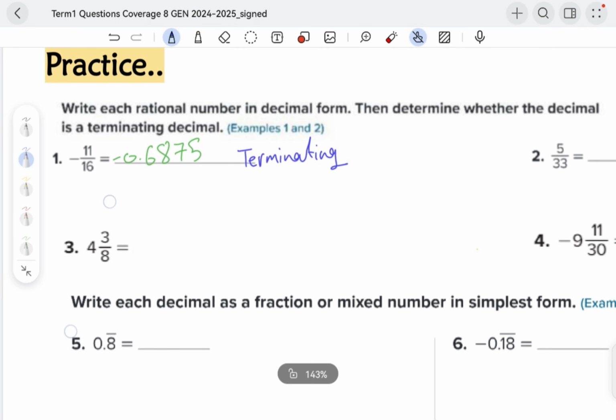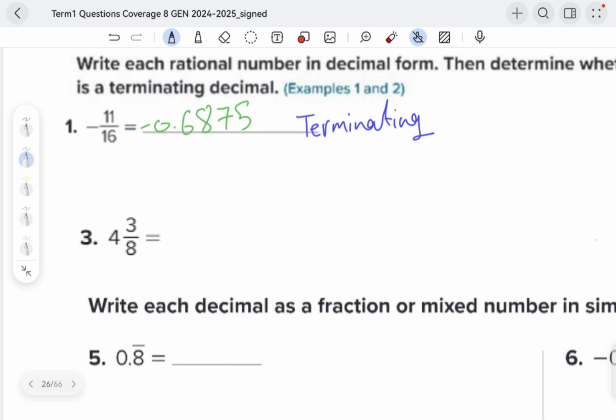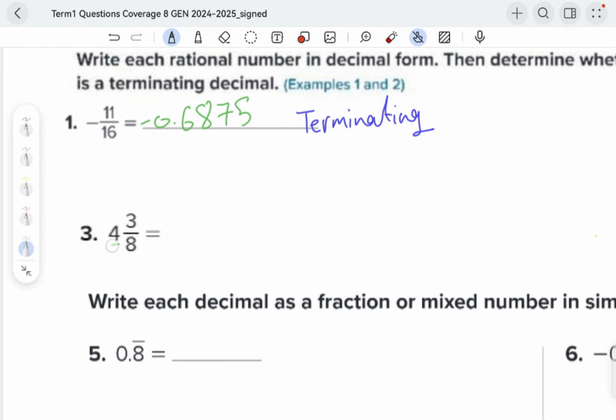Now let's go for question number 3. Here we have 4 and 3 out of 8. We're going to convert this to a decimal. First, we have the 4 here. 4 represents the whole. And now let's convert the fraction 3 out of 8 to decimal.